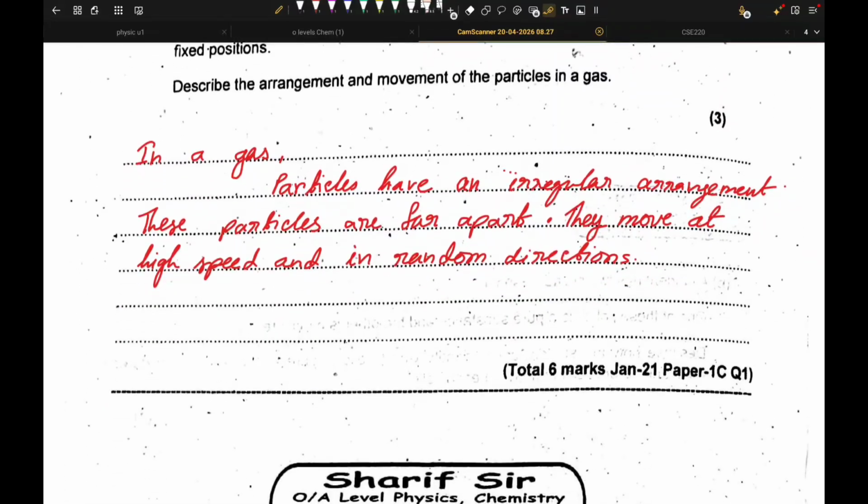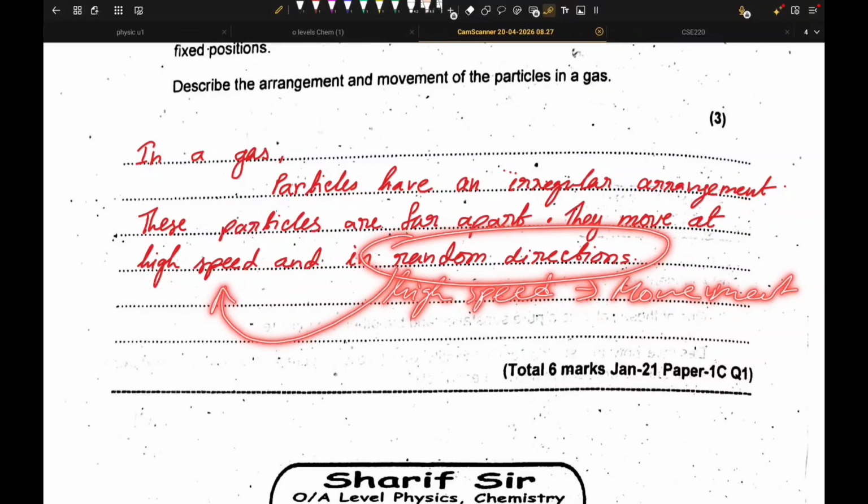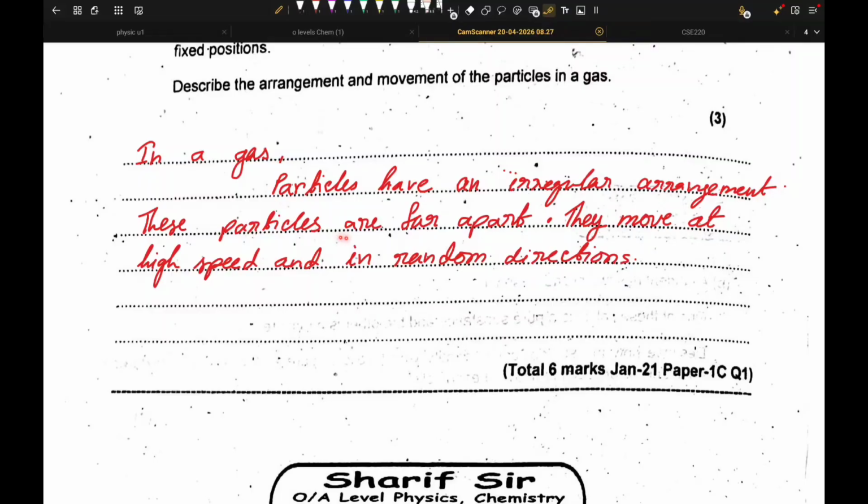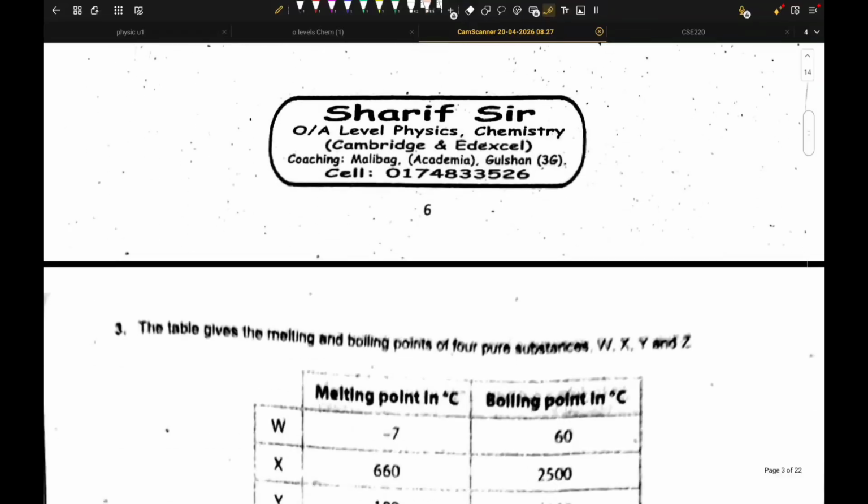Now, some might say that the high speed and random movement can be 2 points. Actually, no, because these 2 points are related together. The high speed is what creates the random movement. So the random movement part is basically a sub part of the high speed point. So this whole thing is one marking point. The far apart thing is one marking point, and irregular arrangement is another marking point.